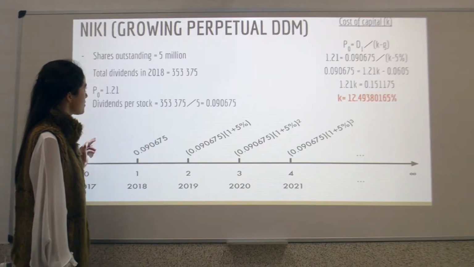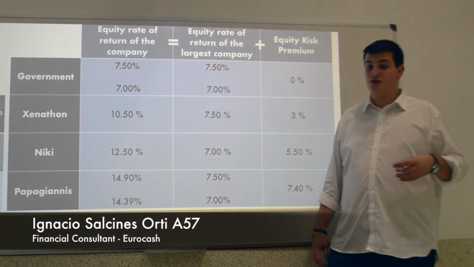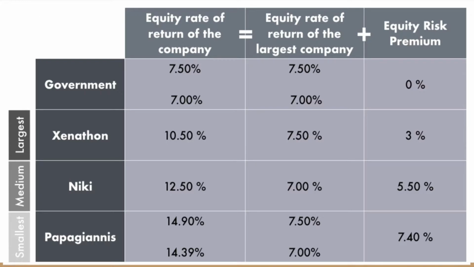In Mickey, we have to do the same thing. You have to use the growing perpetual dividend formula, which is increasing by 5%. Basically, the senators' rate minus the risk premium gave us the government's rates. We added these values to Papagiannis' risk premium and got this range of values.